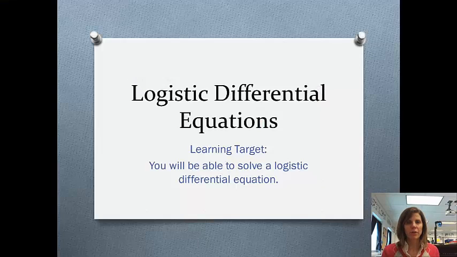Now that you're familiar with logistic growth, what we're going to be dealing with is logistic differential equations. At the end of this lesson, you'll be able to solve a logistic differential equation.